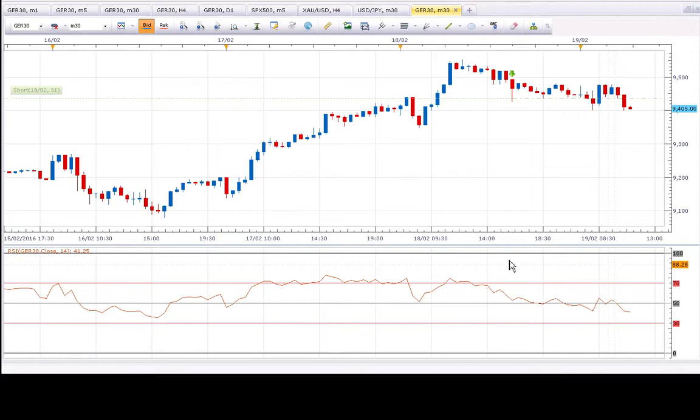Now, you'll never really see prices reach those areas, but you'll see prices get into a zone, an overbought or an oversold zone. And typically anything that's over 70 is considered overbought. Between 70 and 100, this area here. And below 30, between 30 and 0, would be considered oversold. So this zone here.